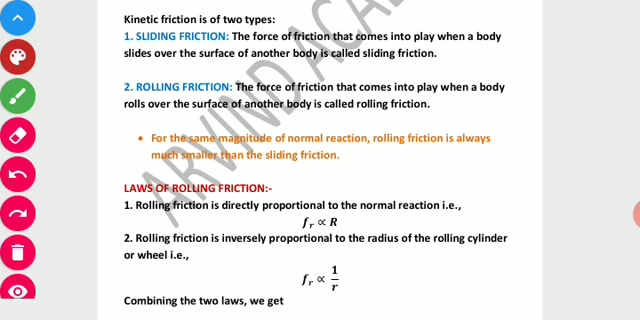And what is rolling friction? When one body rolls over the other body. If a body rolls over another surface, then rolling friction comes into play. Here we have laws of rolling friction. First is rolling friction is directly proportional to normal reaction, and rolling friction is inversely proportional to the radius of the rolling cylinder. So these are two laws.